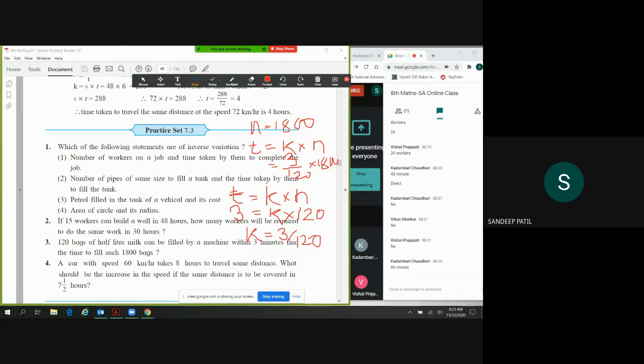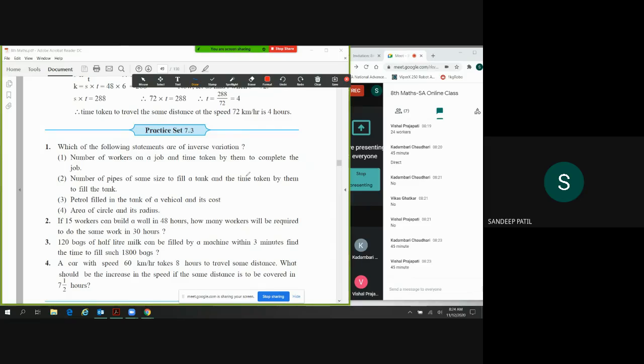That's correct. So T becomes 45 minutes. So the answer is 45 minutes. We can see that if the number of bags is increasing, the time required for filling up those bags will also increase. So this is an example of direct variation. Whenever you read a problem, you have to see whether it is inverse or direct variation. Then only can you go for further formulation.